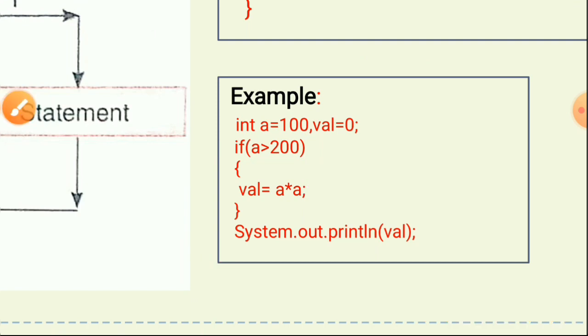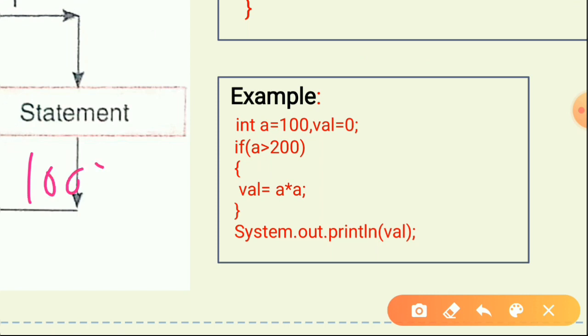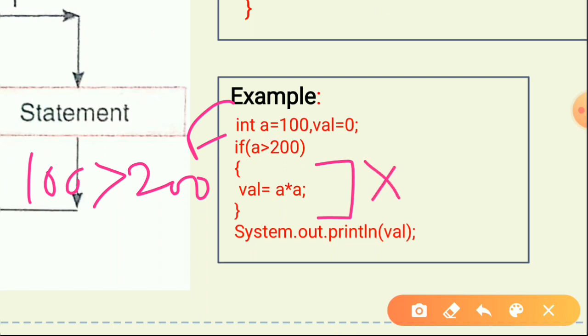Now see over here, students, in this case we have a as 100. So 100 greater than 200, the condition is obviously false, so this block is not going to be executed. Directly your answer will be System.out.println 0. You will be getting 0 because this statement has not got executed in this case.